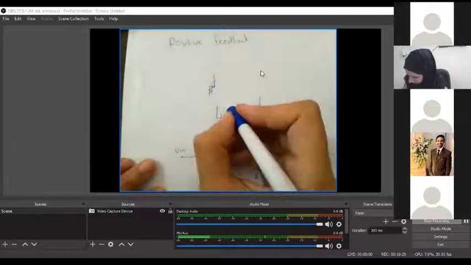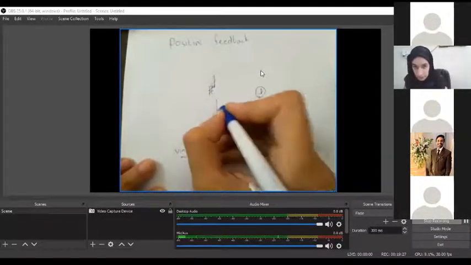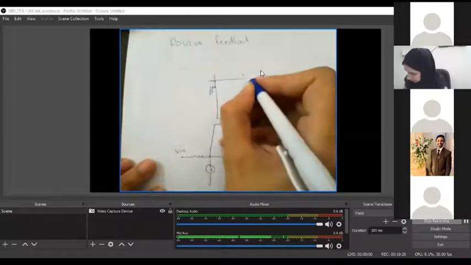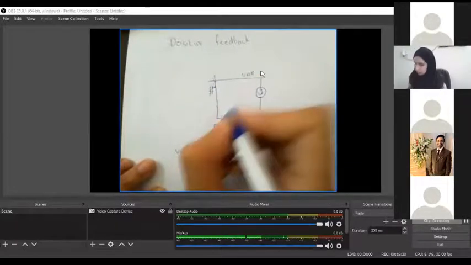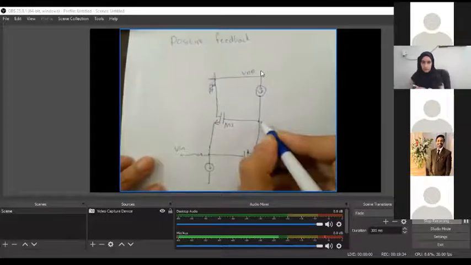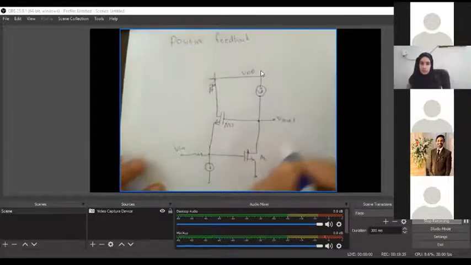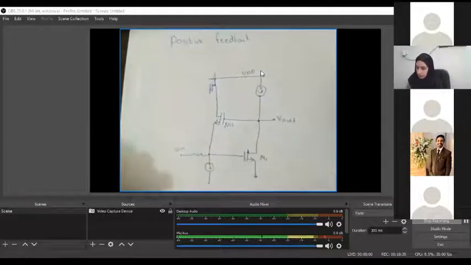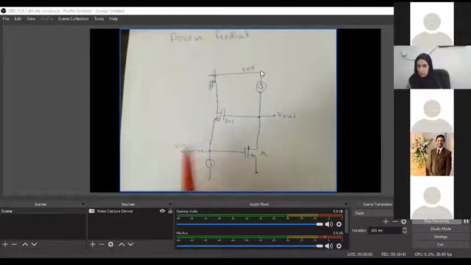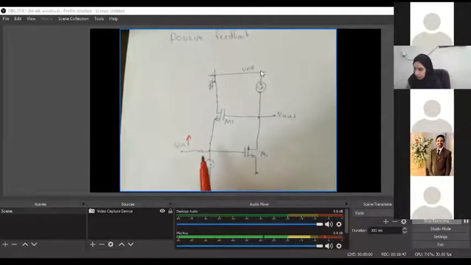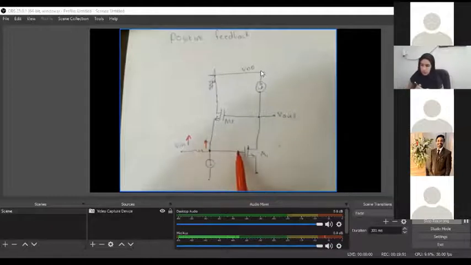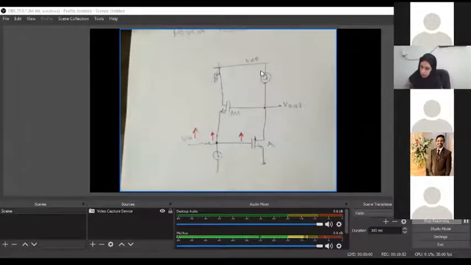Then we have VDD here. This is M2 and this is M1, and here we have VF2. So let's do it for this one here. If Vn goes up, this node will also go up and it's connected to the gate of M1, so it's going to go up. Therefore, V out is also going to be going up.